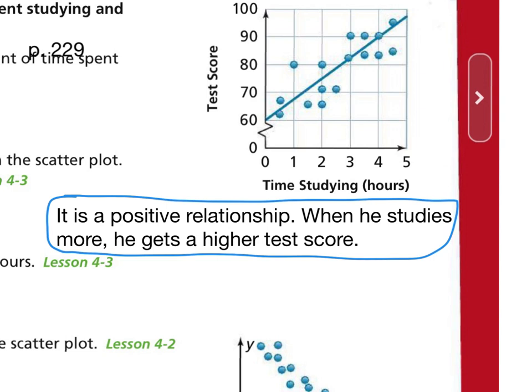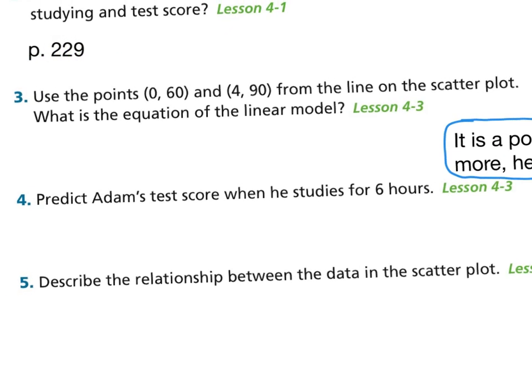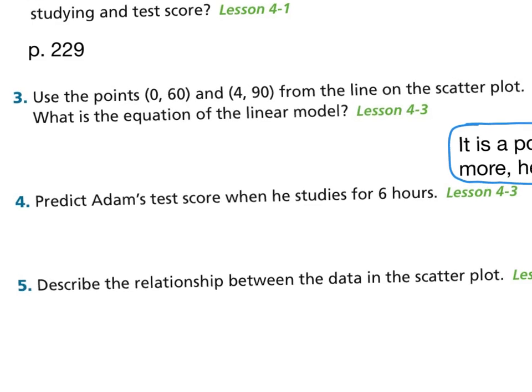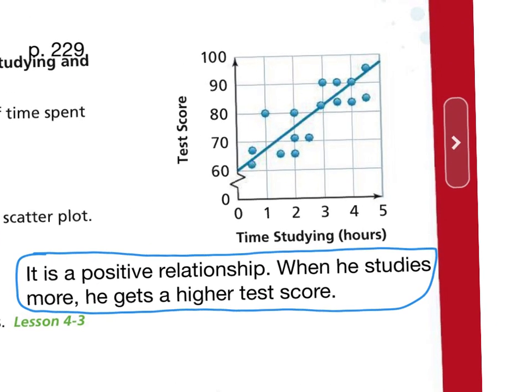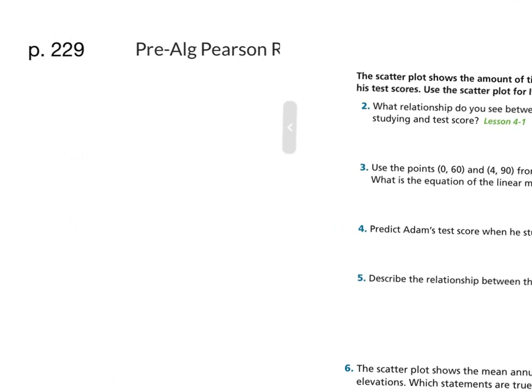Number 3, they want us to use the points they gave us from the line, and they're asking what the equation is for that. One of the points they're giving us is (0, 60), which is the y-intercept. If they didn't give you points, we would just be trying to look for points that the graph hits nicely. But (0, 60) and (4, 90) are definitely the nicest 2 points on the graph, so that was a good choice that they made with those points.